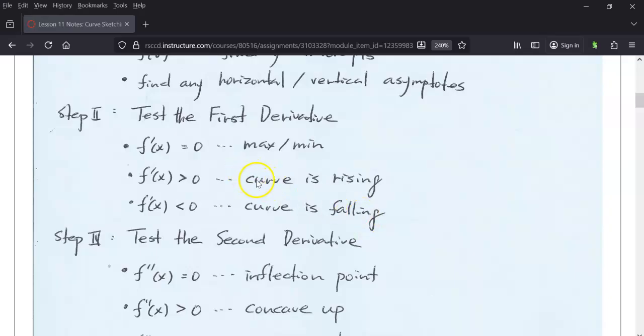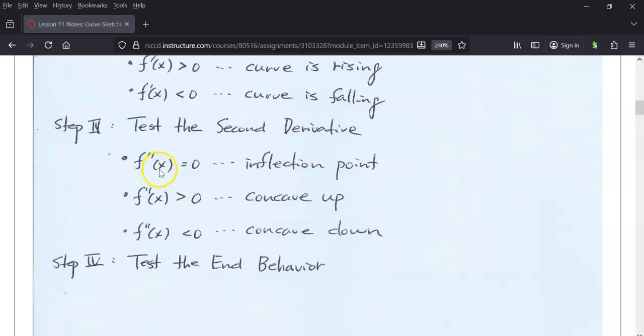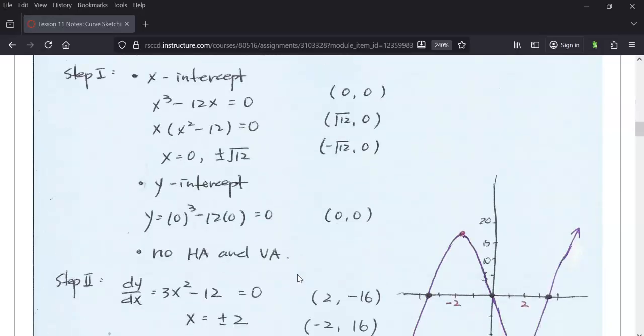So if you find a point for x in the very first step, and then you find that the curve to the left and to the right of it is rising followed by falling, then you know you have a maximum point, and vice versa is true. Now, if you let the second derivative equal 0, that's where we find what we call the inflection point. Inflection points function the same as the first derivative, except this time you're dealing with concave up and concave down instead of increasing and decreasing. Then, of course, the last step will be to test the end behavior if you want to sketch a curve without a graphing calculator. So here's the example.